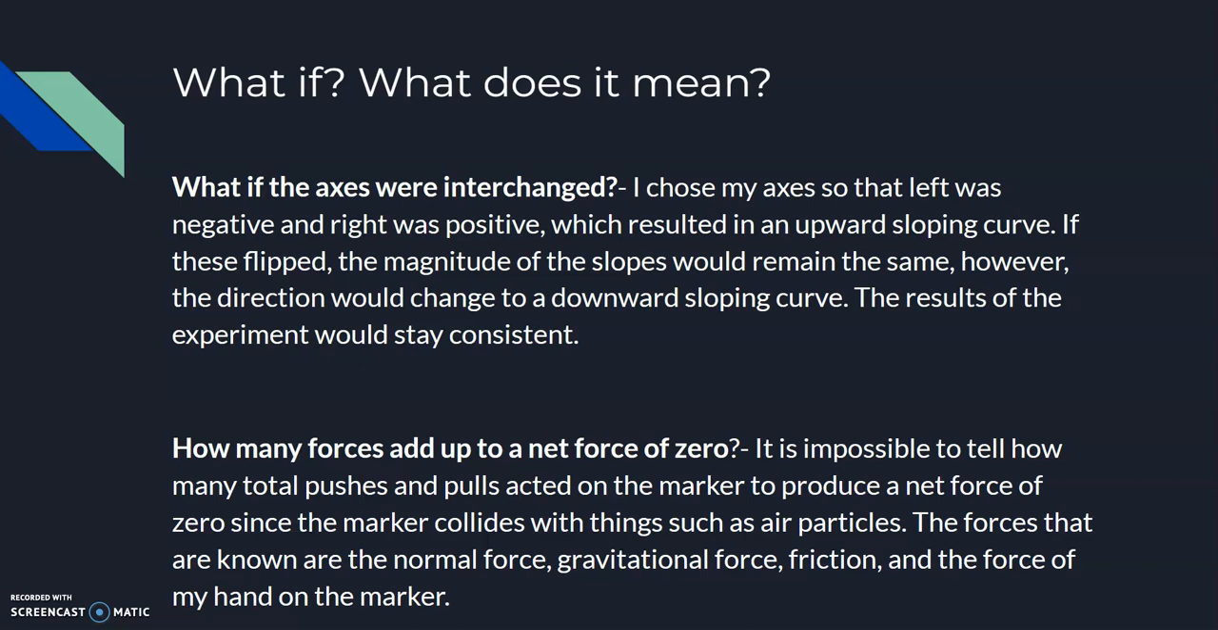And how many forces add up to a net force of zero? It is impossible to tell how many total pushes and pulls acted on the marker to produce a net force of zero, since the marker collides with things such as air particles. The forces that are known are the normal force, gravitational force, friction, and the force of my hand on the marker.